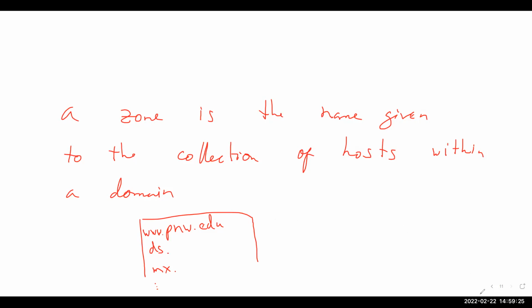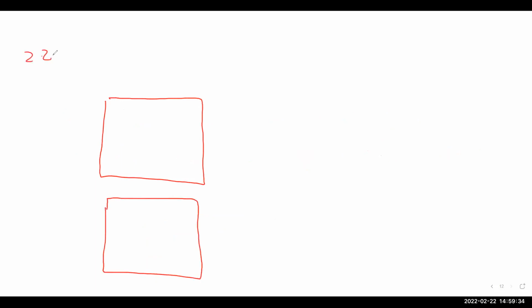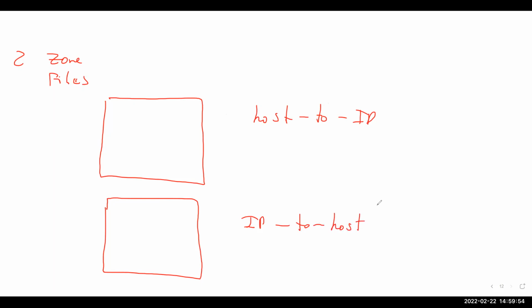So you actually end up having, or you're required to have, two zone files. One is going to be from host to IP, and then the other one is going to be from IP to host. Okay, so that's basically all it is, and you have to configure this specifically.